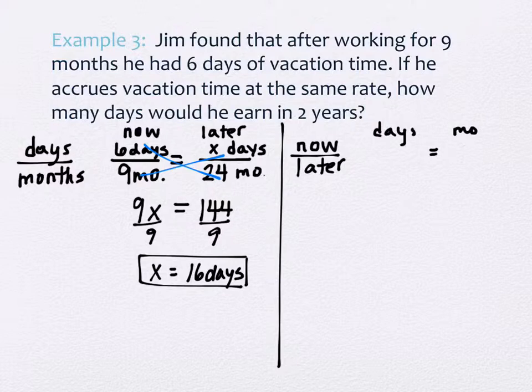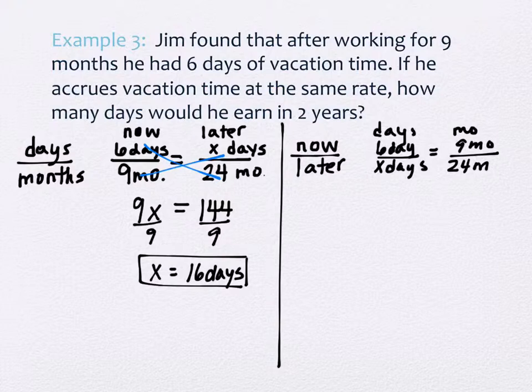So how many days does he have now of vacation? 6 days. How many days later will he have? X, because we don't know, right? How many months has he been working now? 9 months. How many months will he have been working at the other point in time? 24 months. Now, without looking or worrying too much about days, months, and the setup itself, just look at where the numbers are.